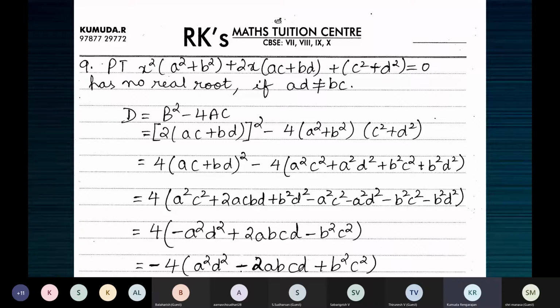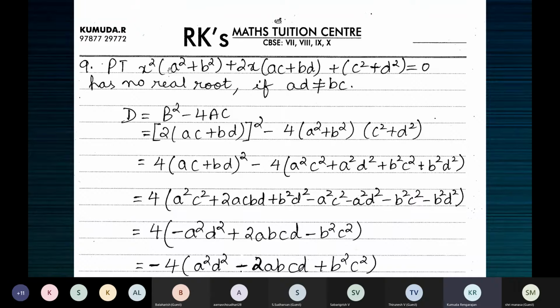So the condition given is AD is not equal to BC, which means AD minus BC is not equal to 0. AD and BC, their values are not the same. If their values are not the same, their difference is not 0. You can even transpose this and bring this to the side. AD minus BC is not equal to 0. So this is the condition given to us.